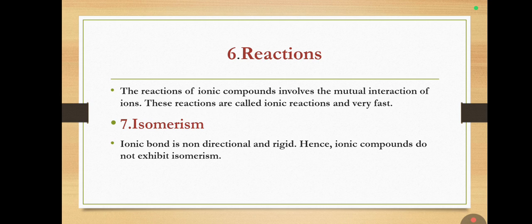Sixth one, reactions. The reactions of ionic compounds involve the mutual interaction of ions. These reactions are called ionic reactions and are very fast reactions. And last one, seventh one, isomerism. The ionic bond is non-directional and rigid. Hence, ionic compounds do not exhibit isomerism.